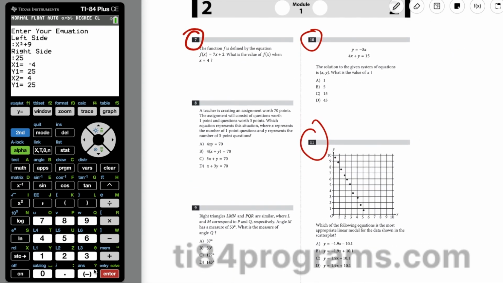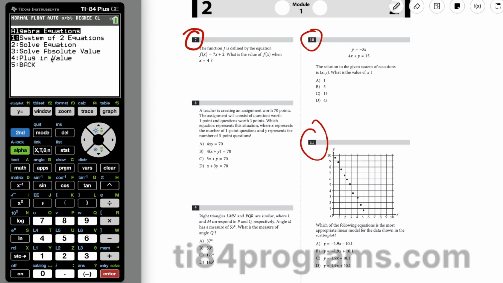Looks like we have another thing we can use a calculator for. Function f is defined by f of x equals 7x plus 2. What is the value of f of x when x equals 4? Again, this is one of those algebra equations. We're going to do plug in the value. I really like this thing. So y equals, y is generally the same as f of x.